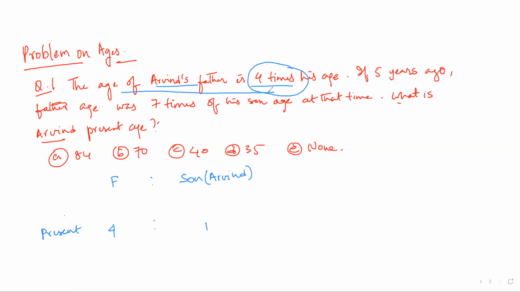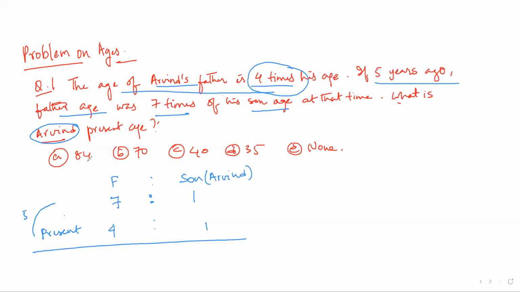Now 5 years ago, 5 years back, a difference of 5. The father was 7 times of his son. So 5 years ago the father is 7 and the son will be 1. Now what we have to find is Arvind's present age. We can apply the same logic and solve this problem.